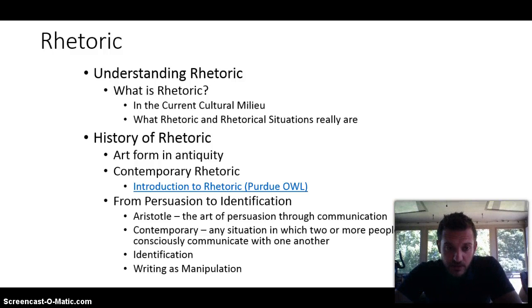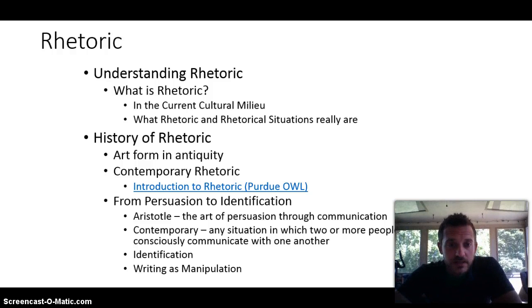Now, moving forward into rhetoric, I'm not going to spend a whole lot of time on this because rhetoric is very boring, but it's kind of important. And you probably should have learned this in English 100. If you took my English 100, you definitely learned it.